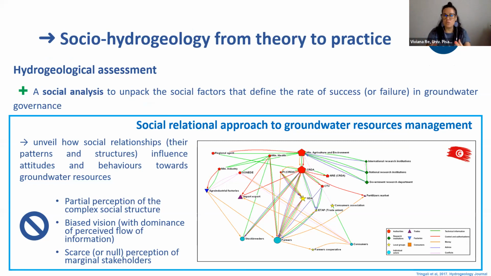We can go into the field and start to work on hydrogeological assessment and integrate this with some tools that are more typical of the social sciences. For example, and here I'm showing the work that we did in Tunisia, we can use stakeholder network analysis to unpack the social factors that can define the rate of success or failure of groundwater governance. By adopting a social relational approach to groundwater resources, research and management, we can really get a lot of insights.